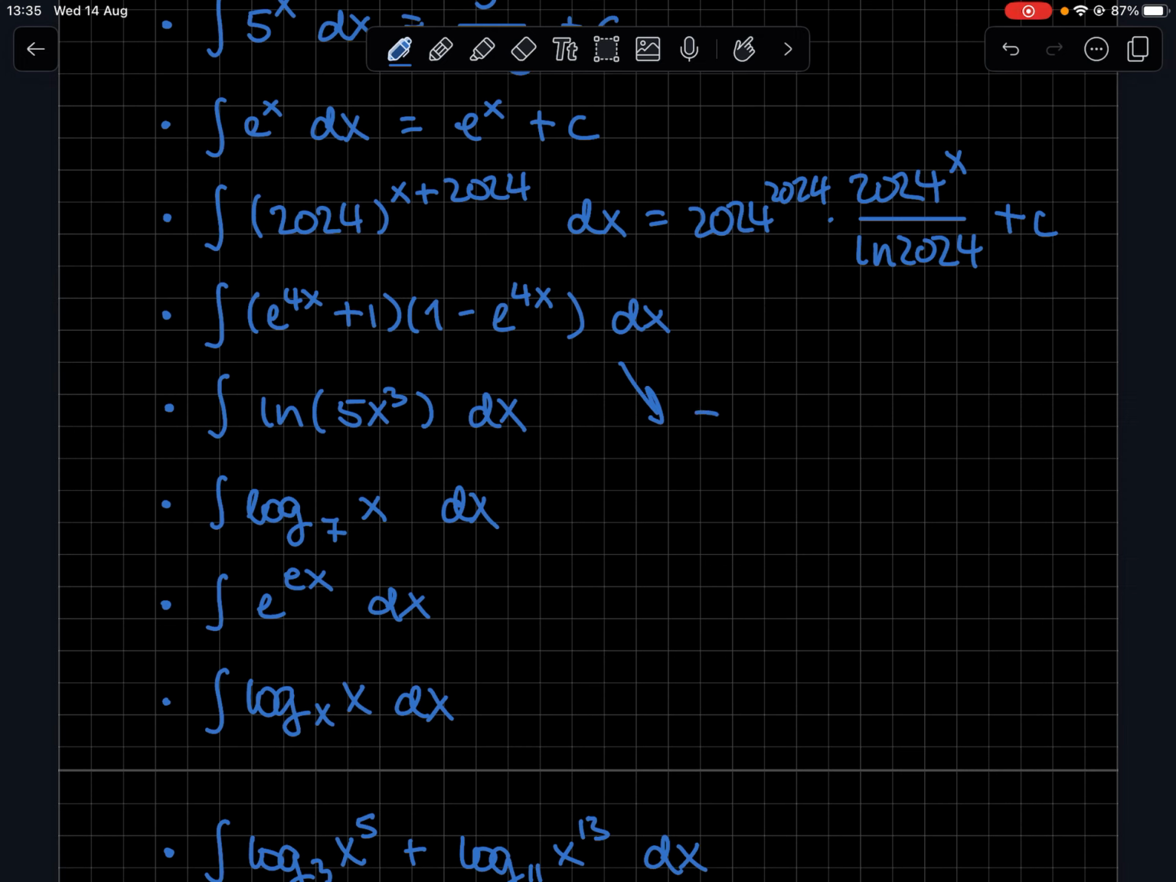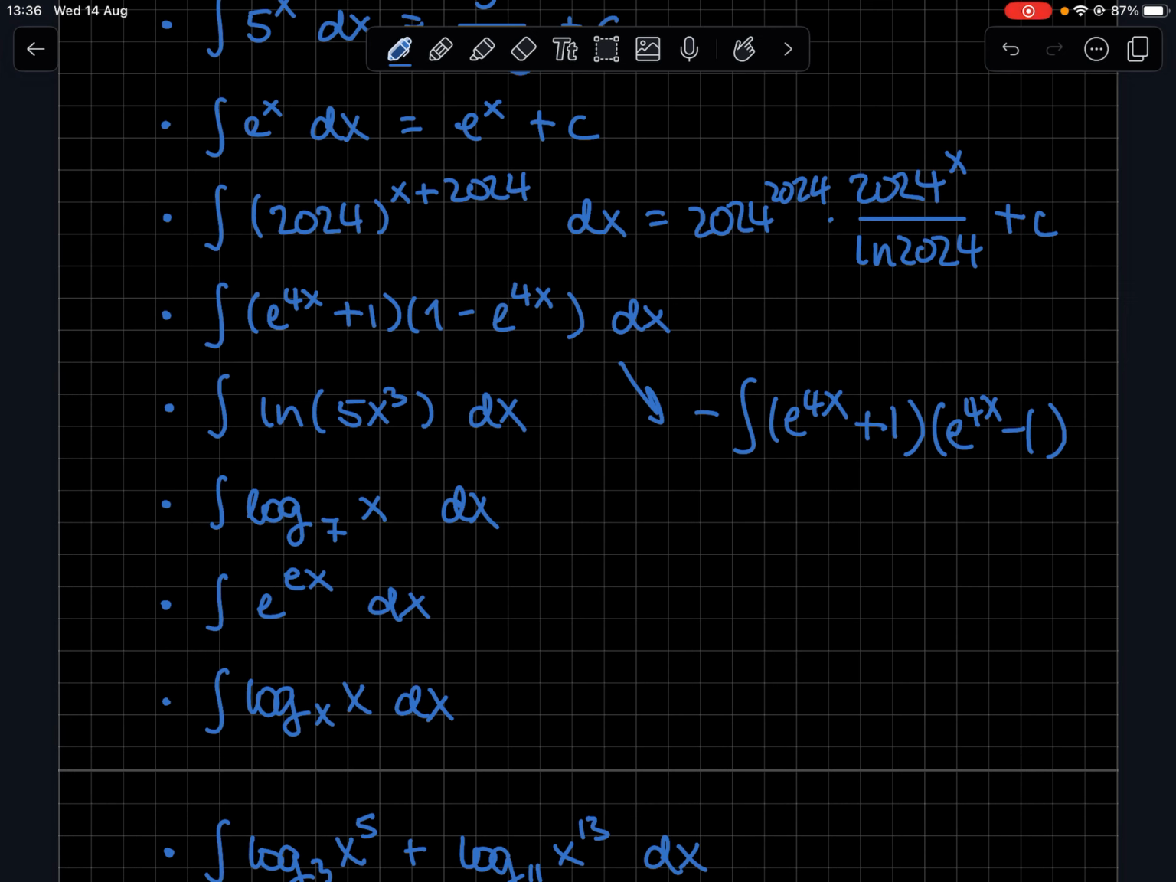So we can rewrite this as negative, and I'll pull it out of the integral as well. Negative integral of e to the power of 4x plus 1 times e to the power of 4x minus 1. And just like that, we get a difference of 2 squares factorized form by factoring out this minus.